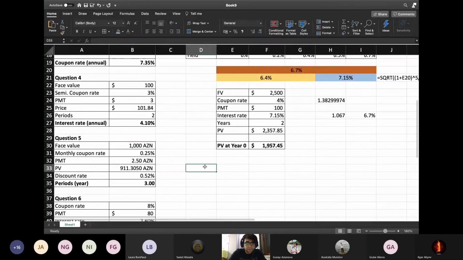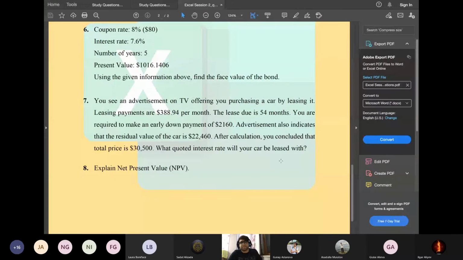And we have an interesting question here. 7th question. Have you heard about leasing? On TV, you frequently hear leasing conditions. You can purchase a car with leasing. So we have here a simple leasing question. You see an advertisement on TV offering you purchasing a car by leasing it.